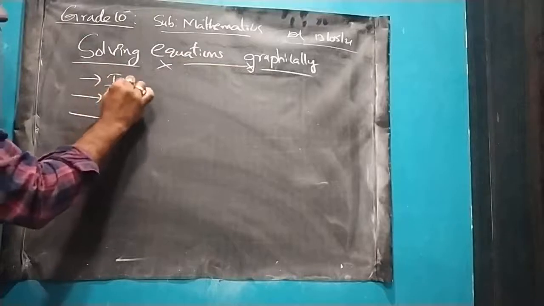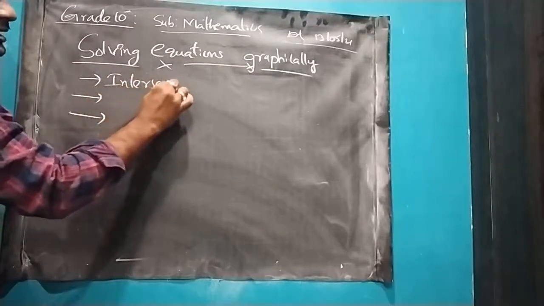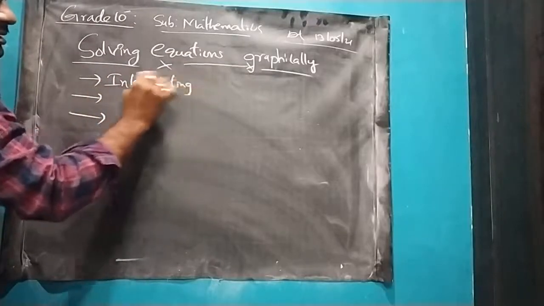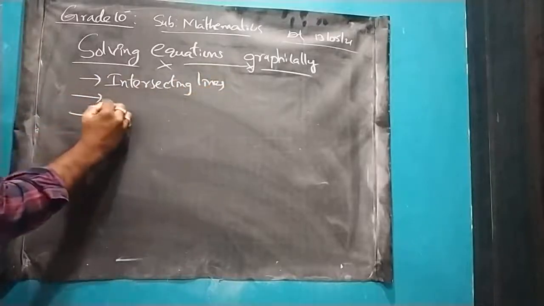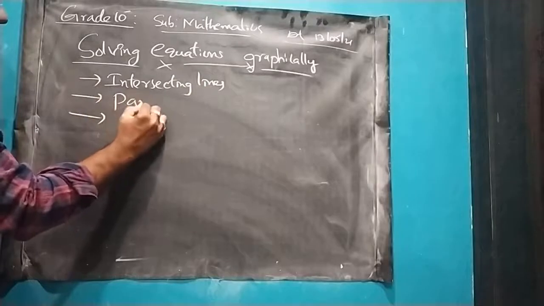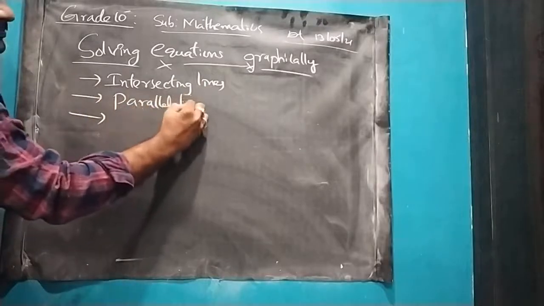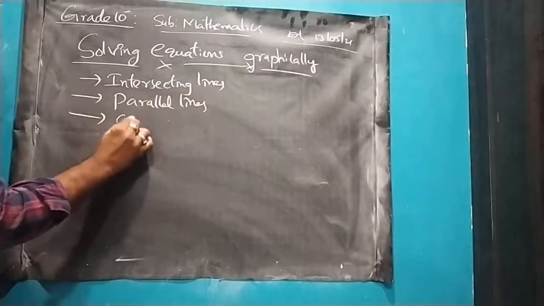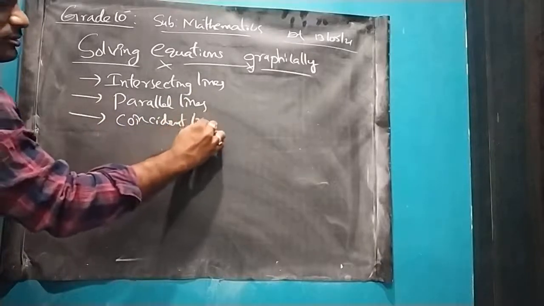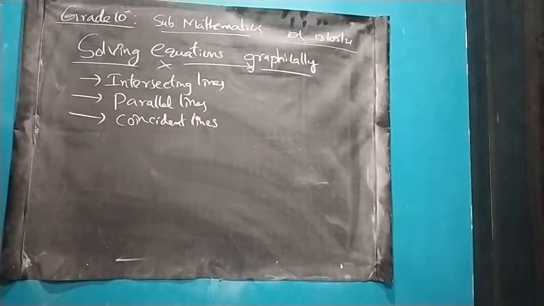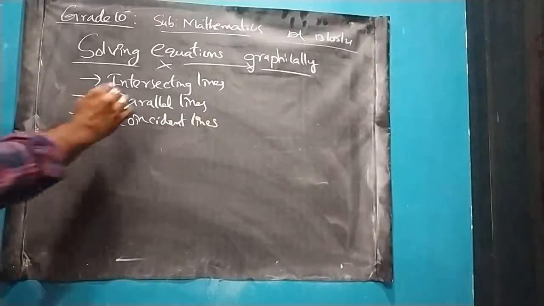What are those? While we are drawing the graph, we may get intersecting lines, or we may get parallel lines, or we may get coincident lines. So make sure of that.